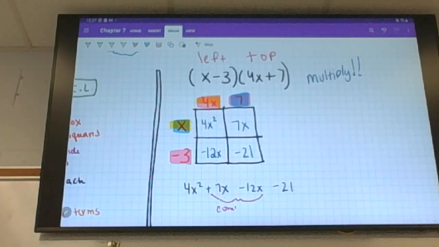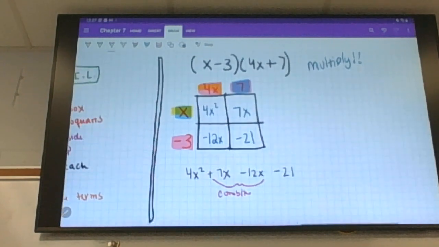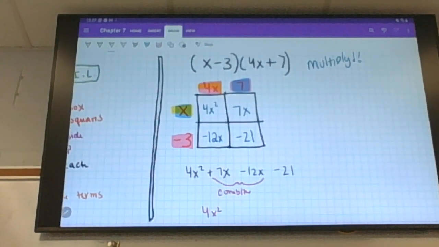Yep, we gotta combine like terms here before we box this off. 4x squared minus 5x minus 21. We like the box method. Should we even do the other one? No, because the other one will just confuse us.